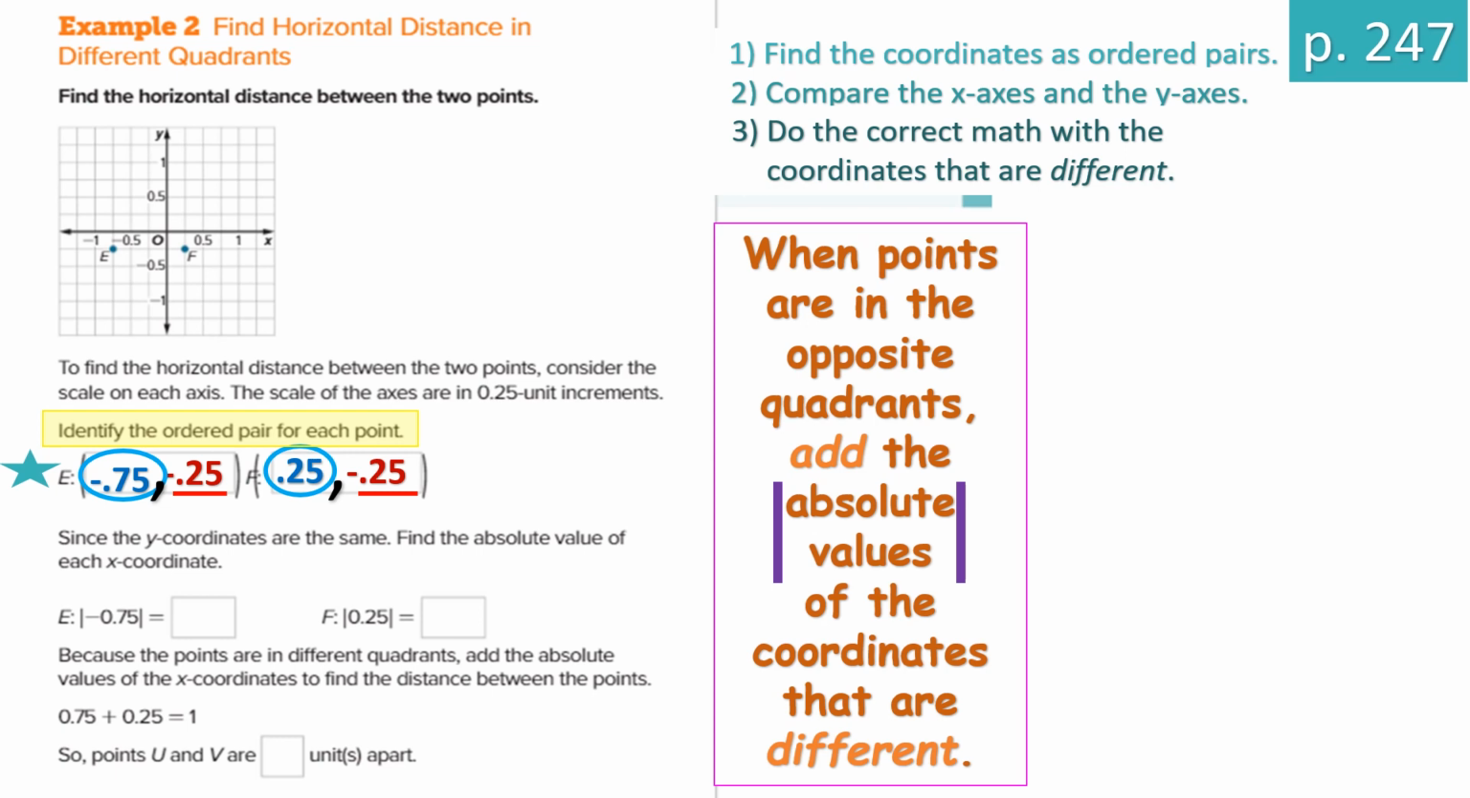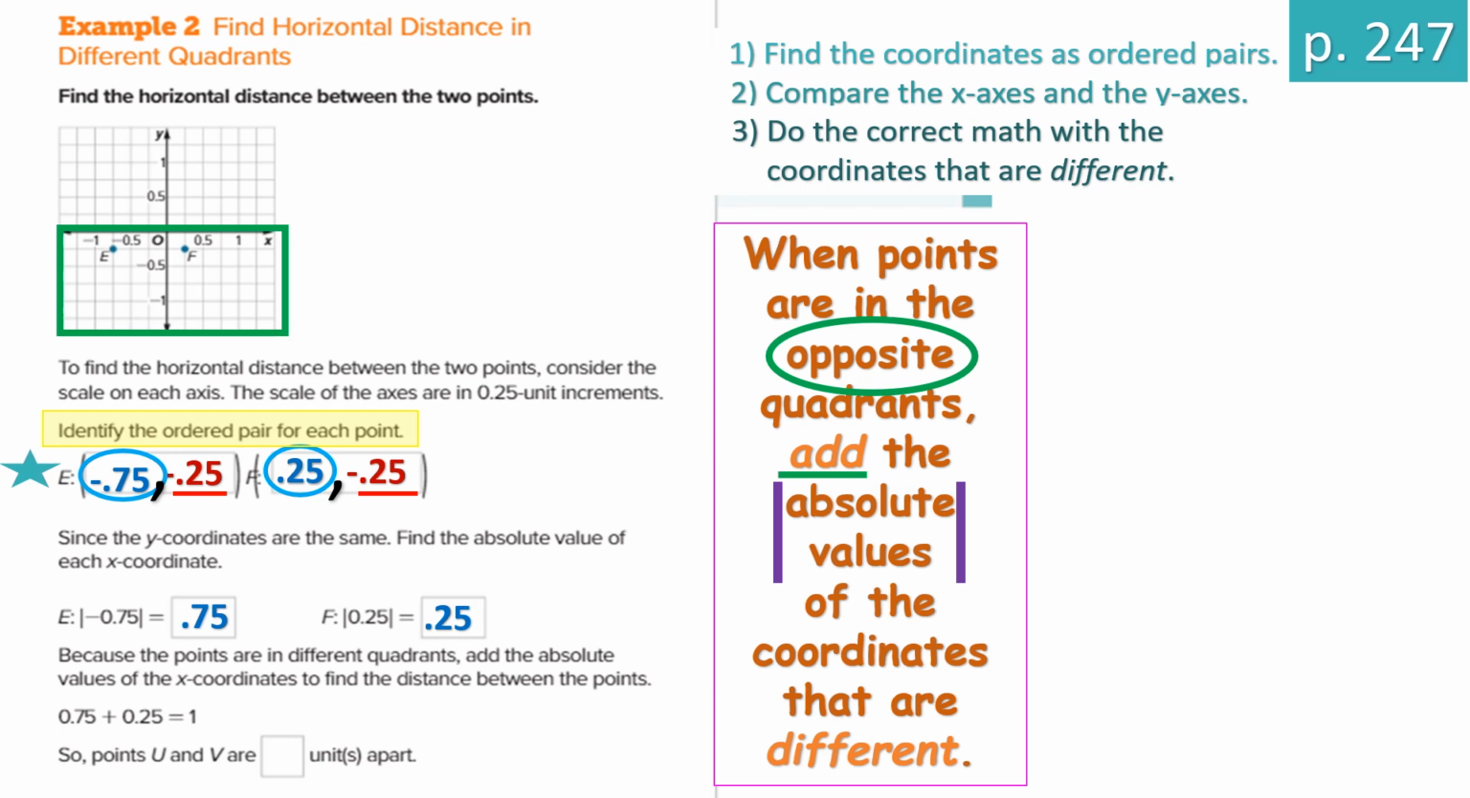So if they are in opposite quadrants, I know I'm going to add their absolute values because I have to go from E all the way up to 0, and then from 0 all the way up to F. So my absolute value of -0.75 or -75 hundredths is just 75 hundredths. And then when I look at my 0.25 or my 25 hundredths, the absolute value of it is 25 hundredths. So I have to add those together.